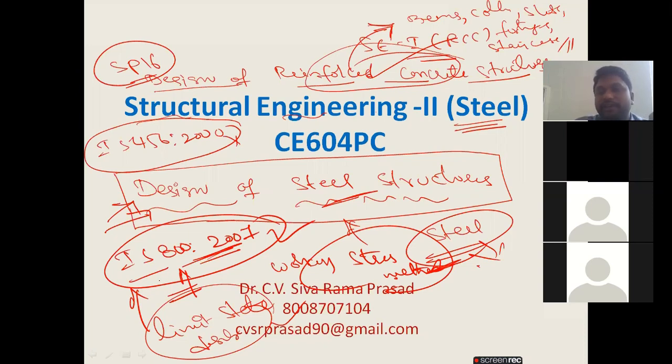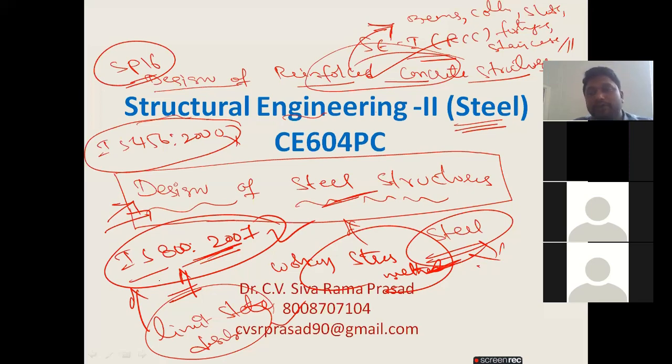The major important thing in RCC structures is that whatever member we design, we design based on assumed data. Suppose when you are designing a beam, you will take 230 by 500 or 230 by 450. First you assume, and based on that you check the parameters: check for shear, check for torsion, check for deflection. If it satisfies all the criteria, then only we say it is safe.